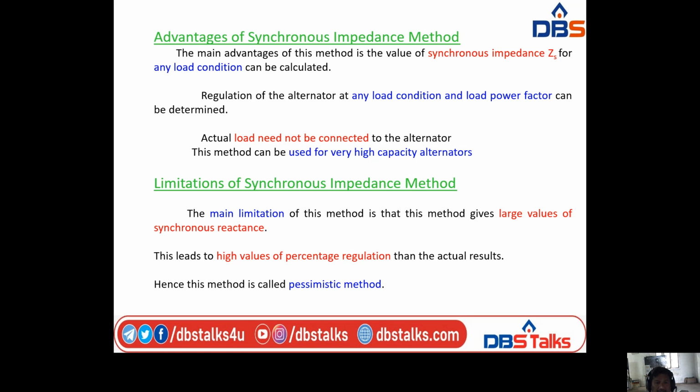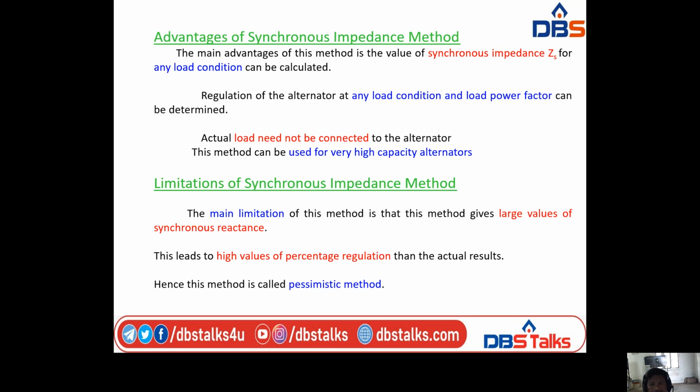What is the advantage of the synchronous impedance method? The main advantage of this method is that the value of synchronous impedance Zs for any type of load condition can be calculated. So regulation of the alternator at any load condition and load power factor can be determined. Actual load need not be connected to the alternator.